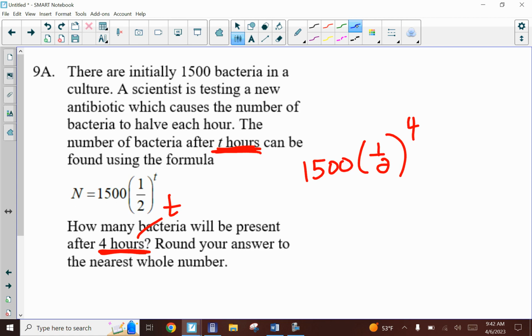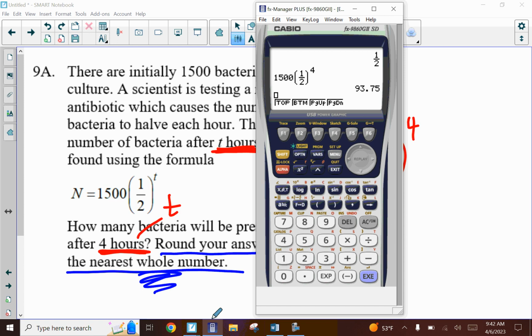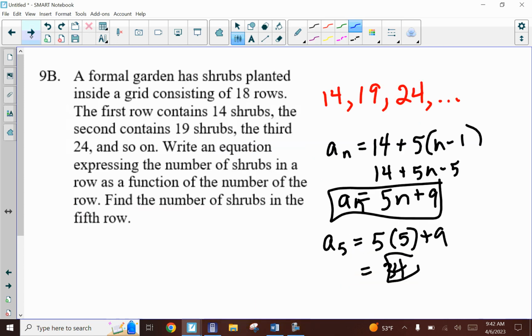But if you read the final part of the sentence, it says round your answer to the nearest whole number. So if I do 93.75 rounded up, it's going to be 94 for the final answer.